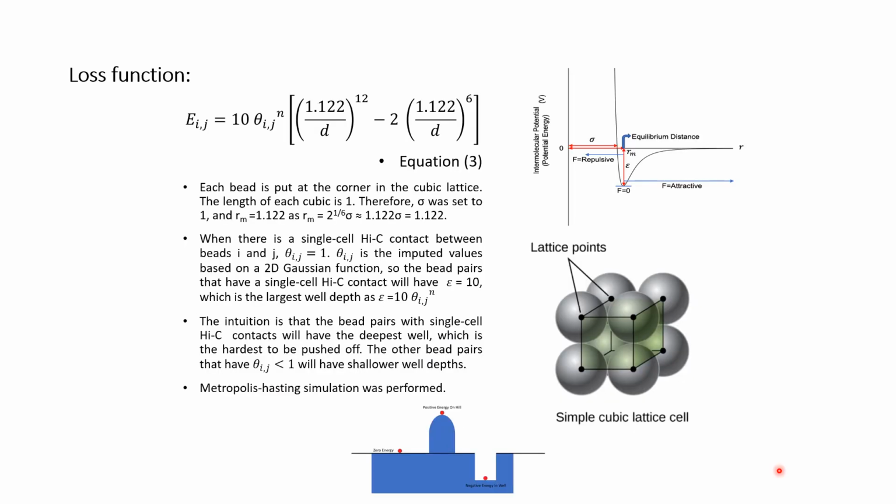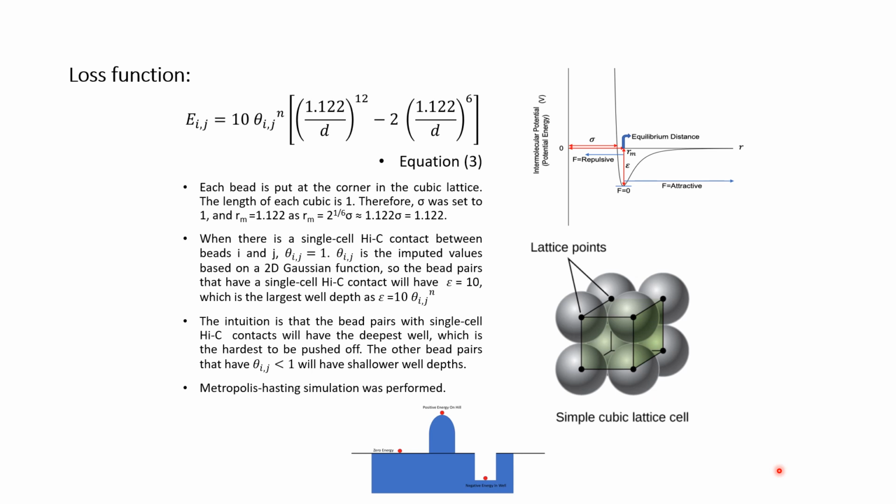Each bit is put at the corner in the cubic lattice. The length of each cube is 1. Therefore, sigma was set to 1 and Rm equals 1.122. When there is a single-cell Hi-C contact between bits i and j, delta ij equals 1.